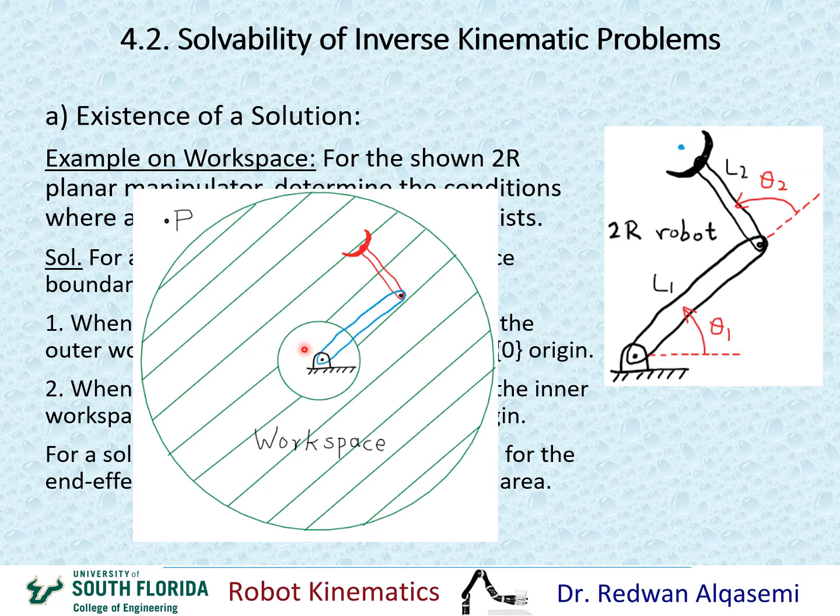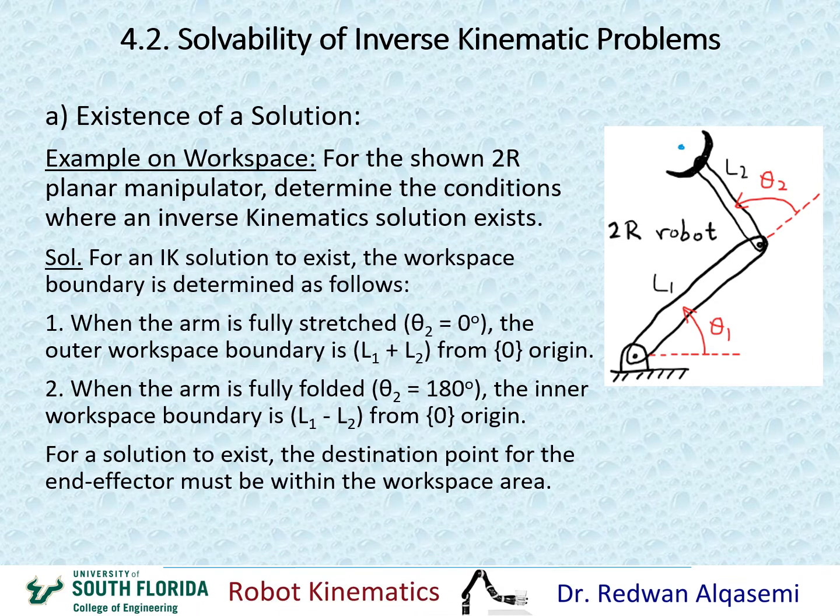If the point is inside that smaller circle, that also means it's outside of the workspace, which also means that there's no solution for my inverse kinematics problem. So for a solution to exist, the point that I need to reach will have to be within that shaded donut shape that forms the workspace for my robot. Okay.